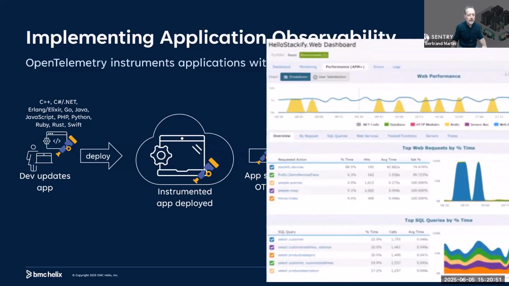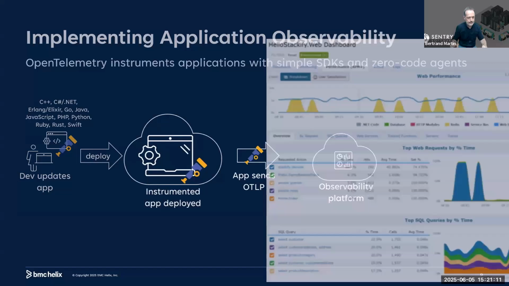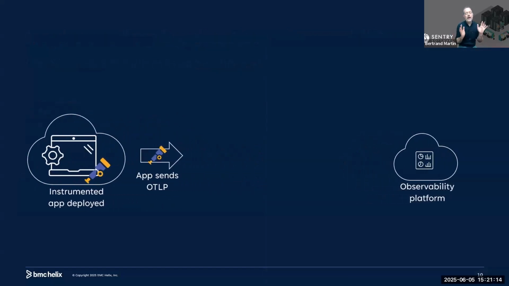Can you see a bit more? Oh, it's all blurry. I'm very sorry. Anyway, so you can see the different spans, the response time, and how much time it takes for the application to complete different requests. Okay, but that was the easiest. That was the theory, right?